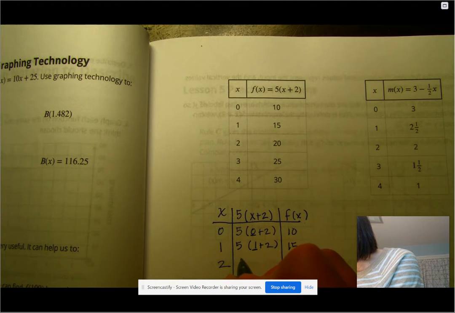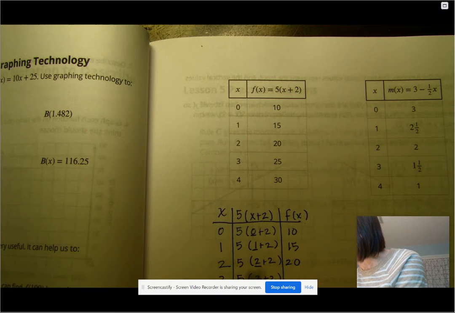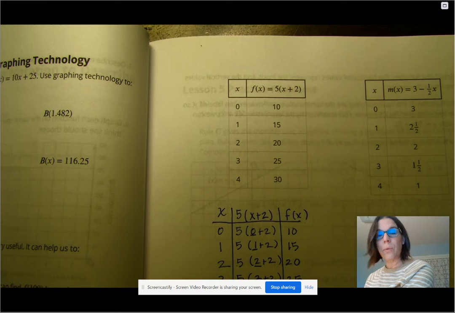All right, so then we have 5 times 2 plus 2. So 5 times 4 is 20. Okay, we'll do one more. 5 times 3 plus 2. 5 times 5 is 25. You can also skip. Now that we know the rule, we don't have to go in order.